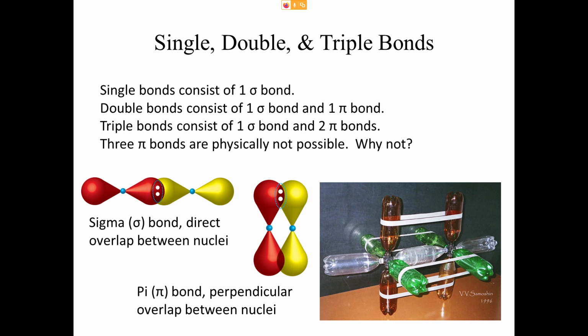You could have a single bond, which is made up of only a sigma bond. You could have a double bond, which has a sigma bond and a pi bond. Anything beyond the first is called a pi bond. And we could have a triple bond, which is a sigma bond plus 2 pi bonds, giving a total of 3 bonds. You can't have a third pi bond because there's no physical space for it, right? So the most you can have is 3 bonds.